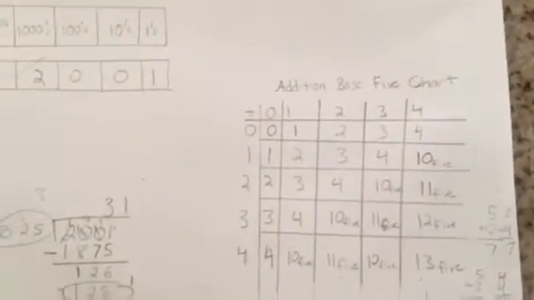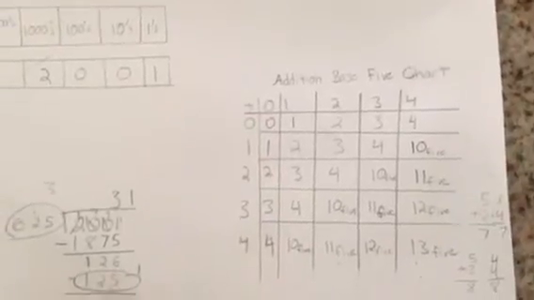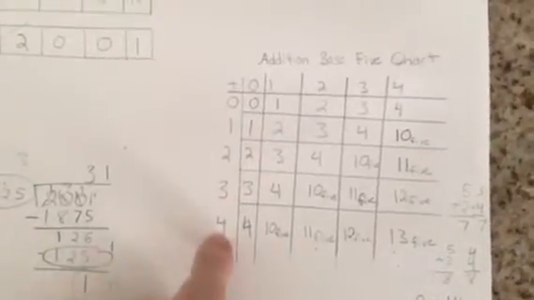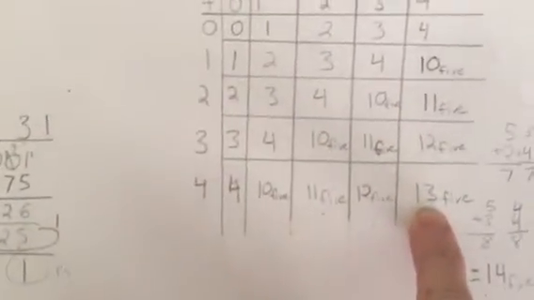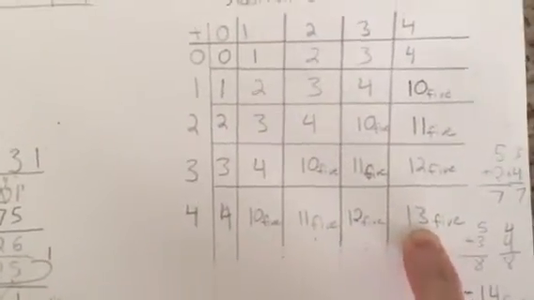This is an addition base 5 chart. So if you have a problem in base 5, that's 4 plus 4, you can come to your chart. 4 plus 4 looks like this in base 5.